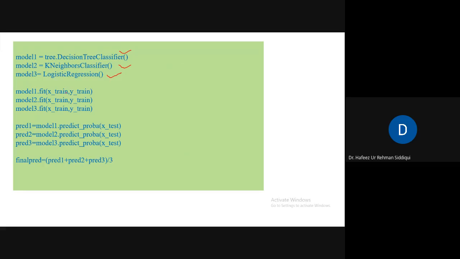You would have data. Let's suppose this is the data. And the data, you just divide it into train and test. So you have the train part and the test part. So train the model 1, and train on the same data set the model 2, and similarly the model 3, and then provide the test data to these models and find out what the predictions are, and then find the average, and the average will be the final decision.